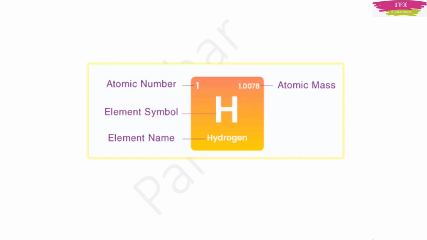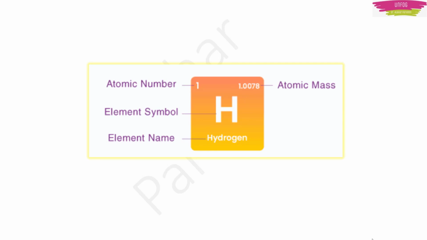Actually, you can see how elements are placed in a periodic table. There you will have an atomic number, you will have an atomic mass along with the symbol of that element, and also the name of that element is given below that symbol. For example, we have the symbol H for hydrogen. The atomic number of hydrogen is 1. That means the number of protons in a hydrogen atom is just 1, and the atomic mass is also mentioned in the top right corner.